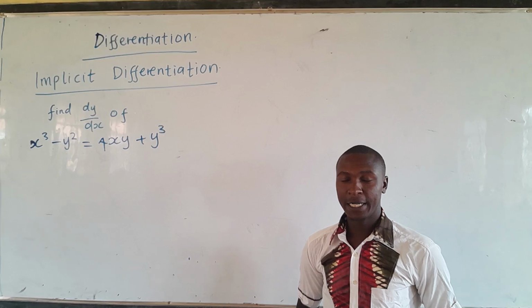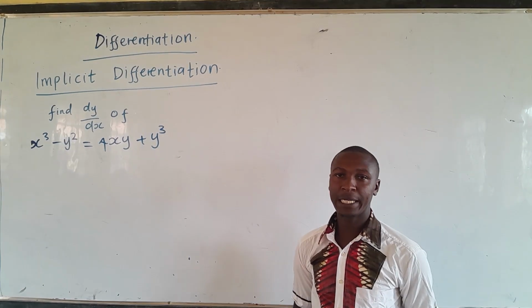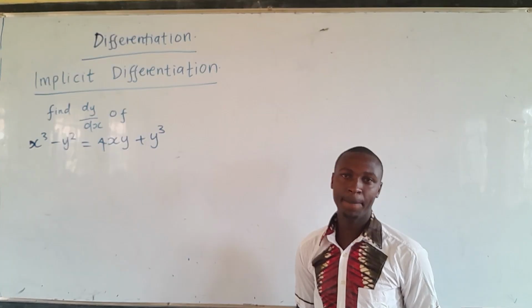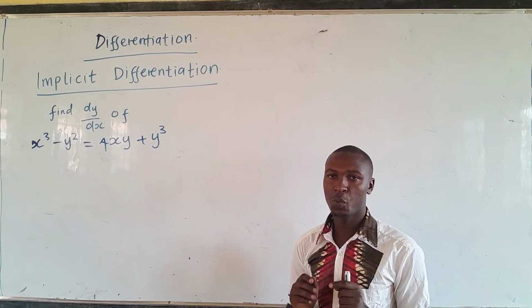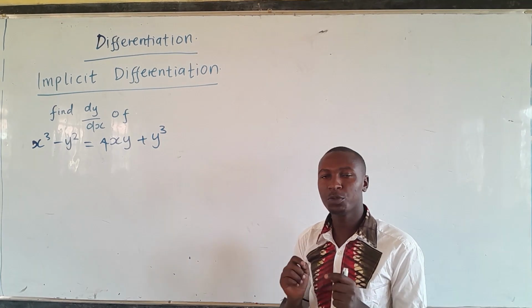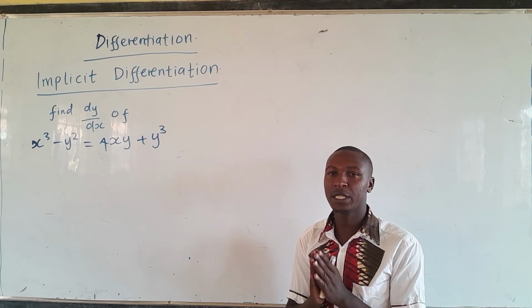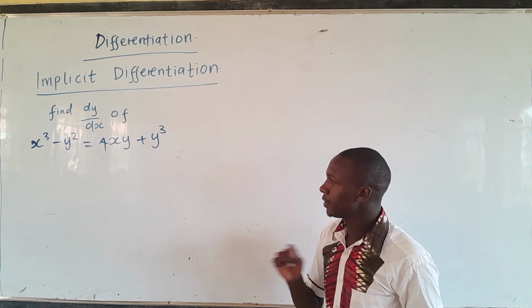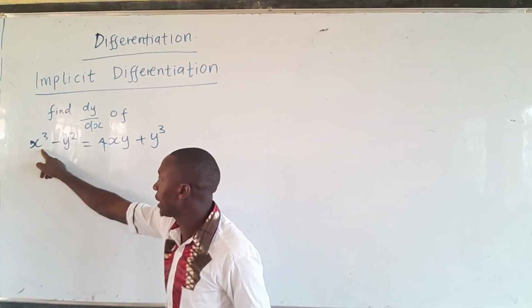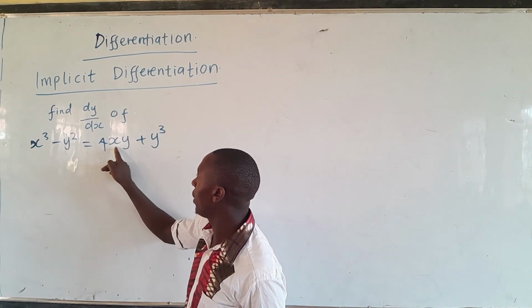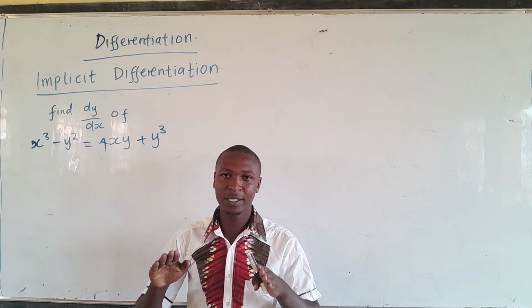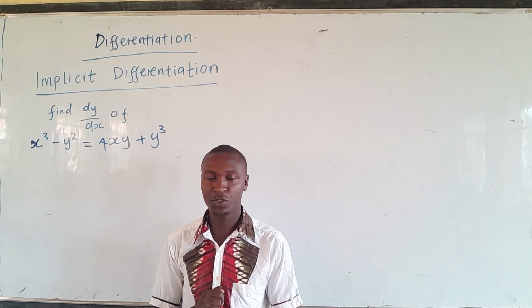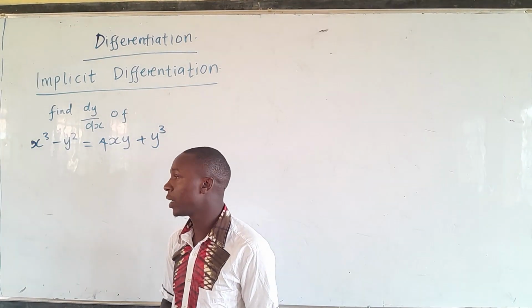Welcome in this video, and here is our next example on how to apply implicit differentiation to work out given functions. Just to remind you that in implicit differentiation, we apply it when we cannot write the function in terms of y. Now, in this example, we have x cubed minus y squared is equal to 4xy plus y cubed. You notice that even if you try to write the function in terms of y, it is not going to be very easy. And therefore, we are going to apply implicit differentiation to work out this.